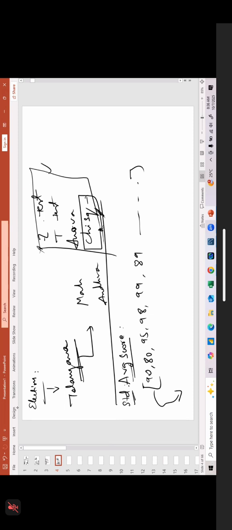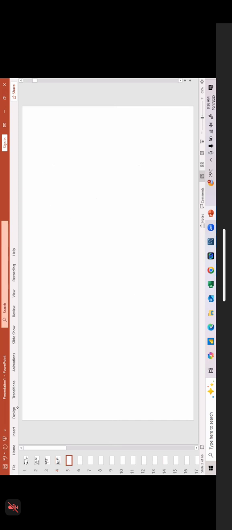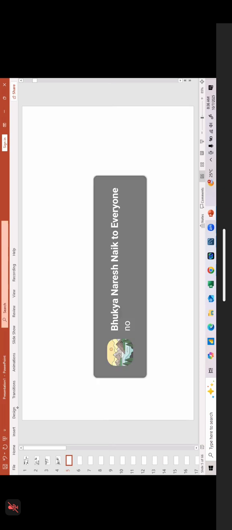We use all of these tests to compare different variables. One variable is this one, and the other variable is what we are going to predict. We'll see all of these tests. Any questions still here? Anyone? No? Okay. Next one. See here.